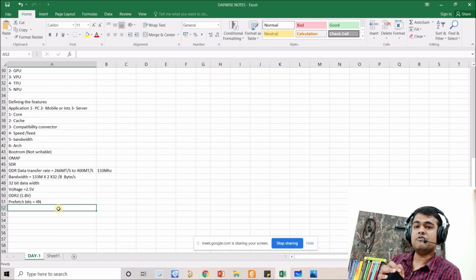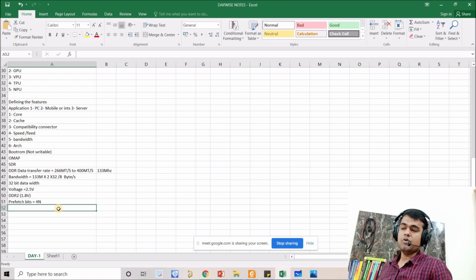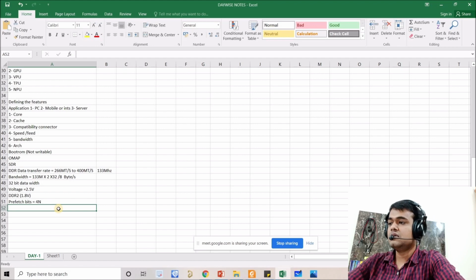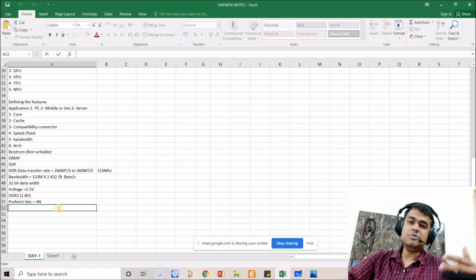And that prefetch kind of increased when we talk about DDR3, DDR4, DDR5, right? LPDDR4, it is 16 times, right? So I hope you got what is the meaning of prefetch. It kind of prefetches the data before its requirement. So in one clock cycle, it is reading the data 4 times. You getting my point?